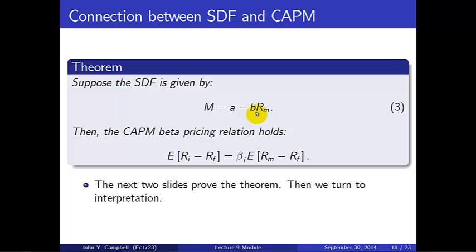Well, the negative slope would make sense in that a high market return means people are wealthy, which means that it's a good time and their marginal utility is low. So we would then expect this relation to look like this. All right, so suppose we have this relation between M and R_m, then we can show, there's a theorem, that the CAPM beta pricing relation will hold.